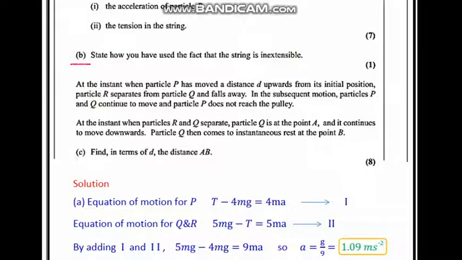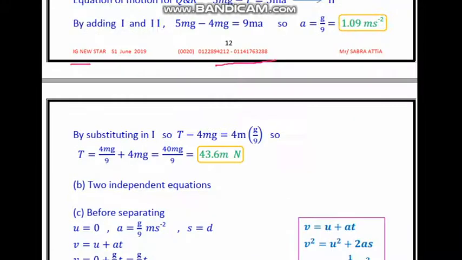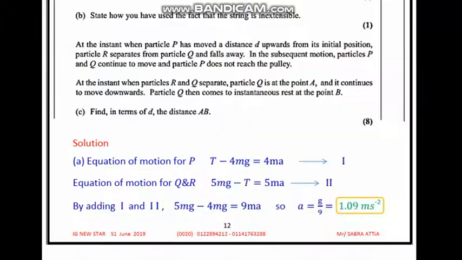Part B: state how you have used the fact that the string is inextensible. We can write easily two independent equations. At the instant when the particle P has moved distance d upward from its initial position, particle R separates from particle Q and falls away. In subsequent motion, particle P and particle Q continue to move, and particle P doesn't reach the pulley.